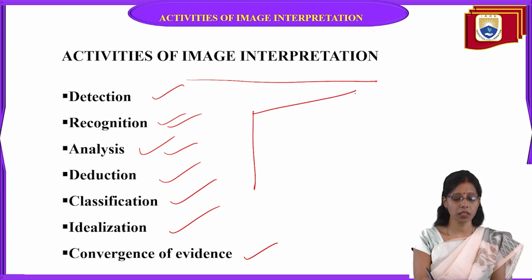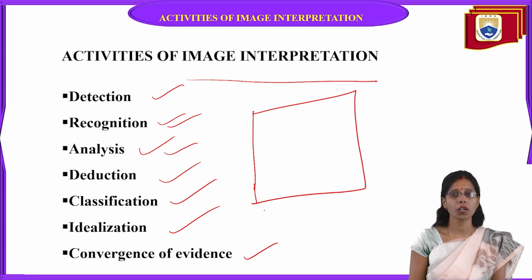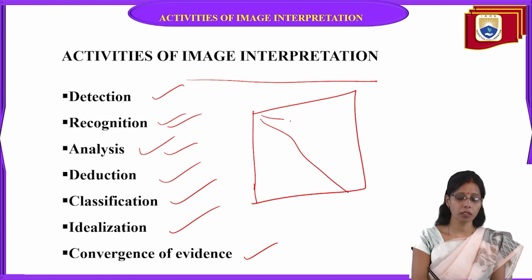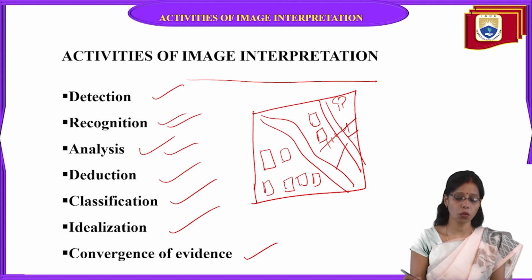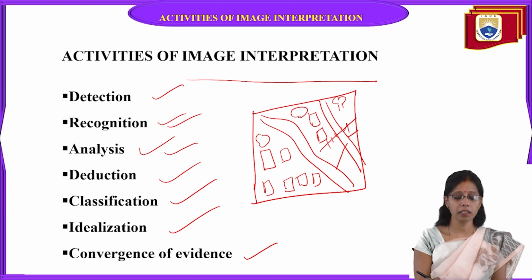Suppose there is an image here, and I need to find out only the water bodies in this particular image. There will be a lot of things here. There is a river here, there will be a road here, there will be a railway here, a tree here, a building, so many buildings over here, present like this. So suppose I want to identify only the water bodies.